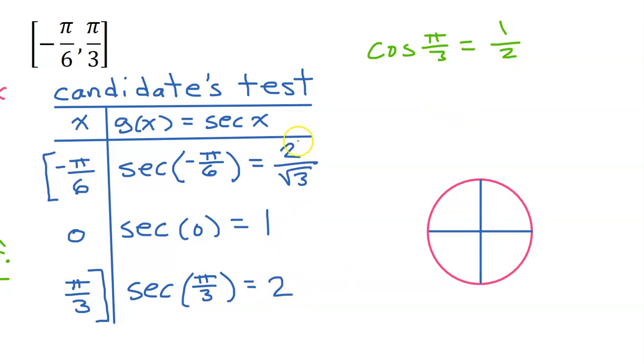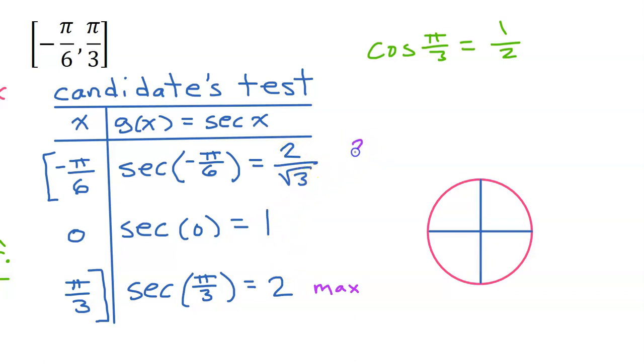So now it's just a matter of which of these is the highest and which is the lowest. I think it's clear that 2 is the max, because 2 is obviously bigger than 1, but 2 will be bigger than 2 divided by something. So this is the max. So it's just a matter of which is bigger, 1 or 2 over radical 3.